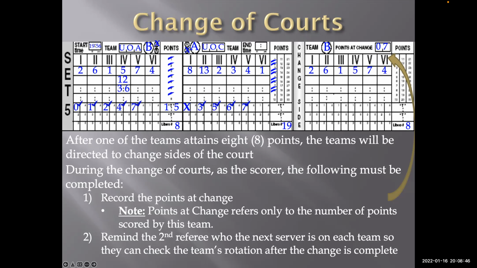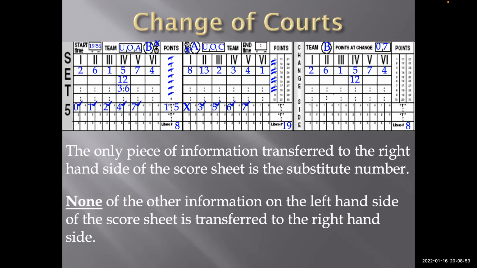That's probably the most confusing part. So I'll ask if anybody has any questions about that. So like I said, the only thing that you're going to copy across is players' numbers. In this case, there was a sub, so that player's number gets copied across, but you'll notice that the score of that sub was not, because it's recorded over here.